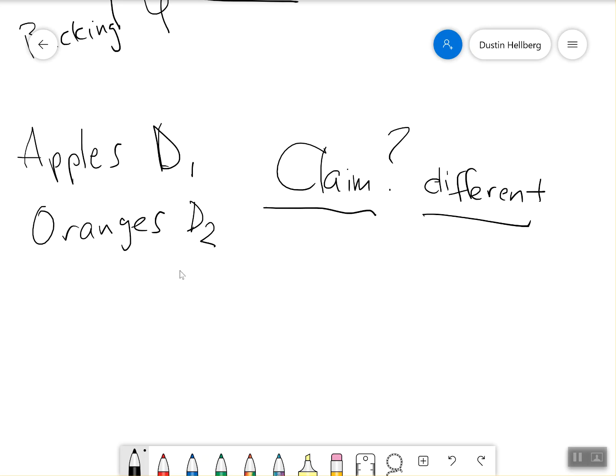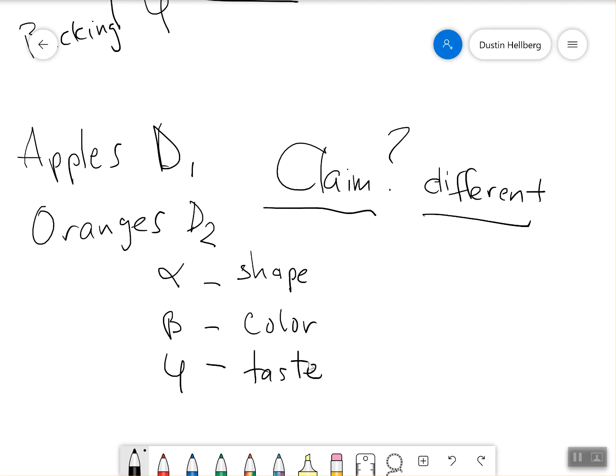Now, in what ways are these different? What ways are apples and oranges different? Well, we could say that they are different in shape, they are different in color, and they are different in taste. Now I'm going to add one more delta here, just to show you how this works. So apples and oranges are different in terms of shape, color, taste, and their designation as fruit. Sorry, this pen has got a mind of its own.